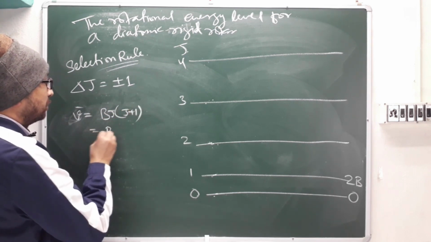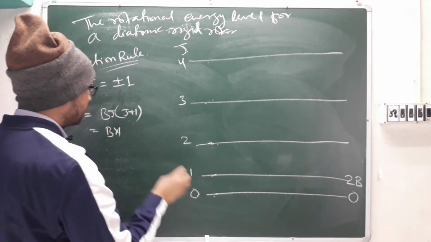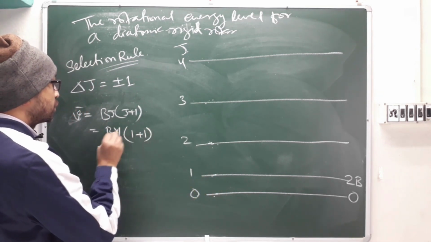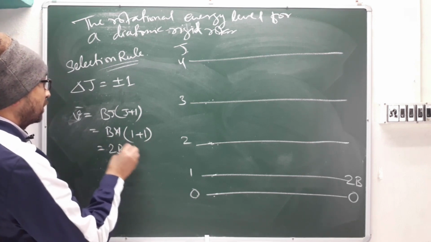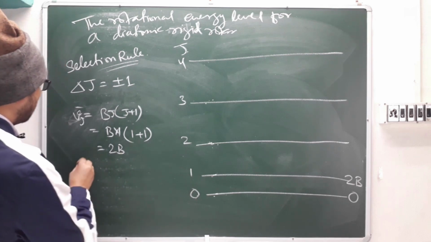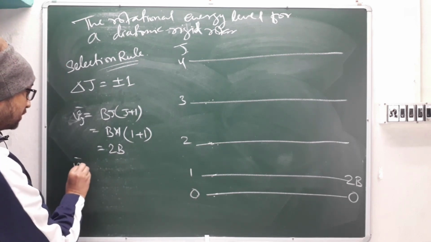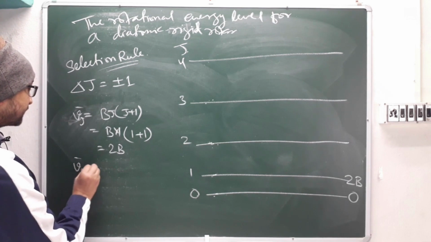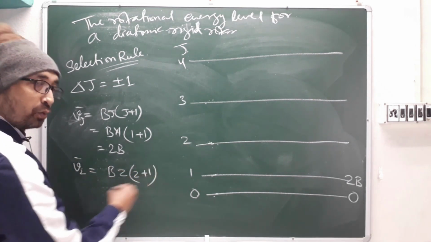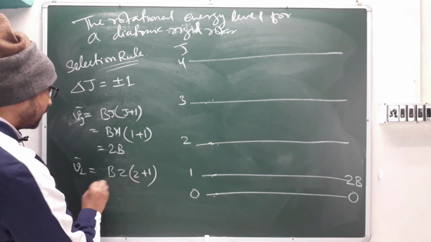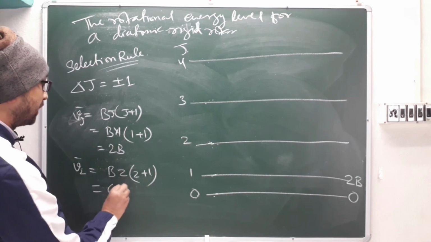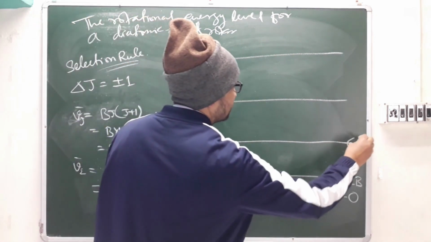So just see, B into 1, J value is 1, and then 1 plus 1, it is 2. So how much it is coming? 2 into 1, 2, so 2B. Okay, this J, if it is 1, then you are getting this one. Suppose your J value is 2. For 2 you are counting B into 2 plus 1. Okay, just calculate it, how much it is coming? 2 plus 1 is 3, 3 into 2 it will be 6, so 6B. So when it is 2 it will be 6B.